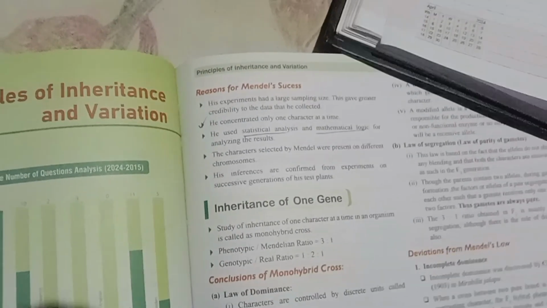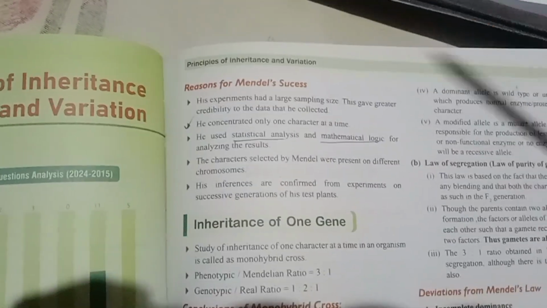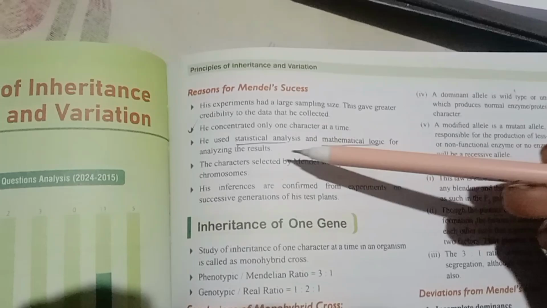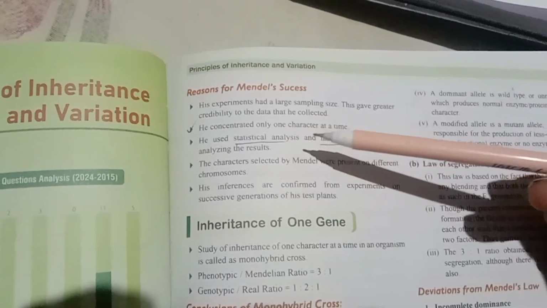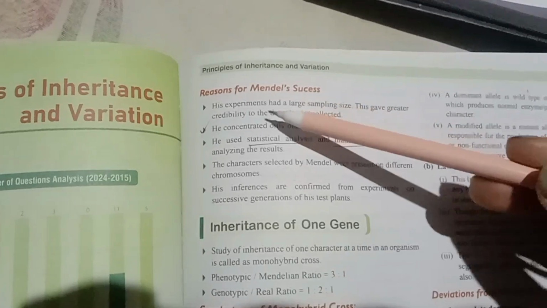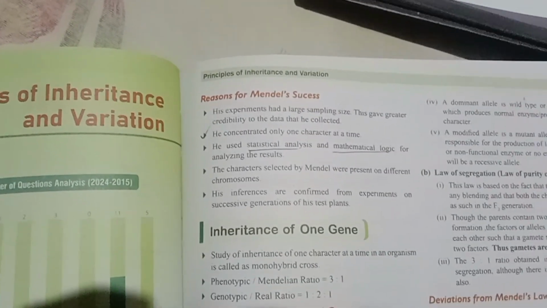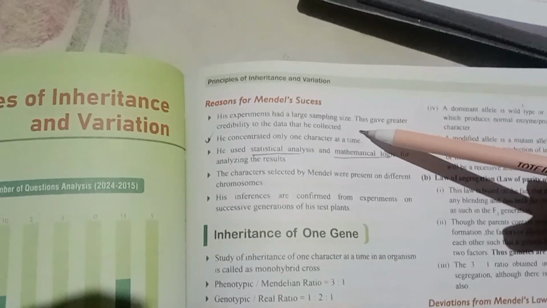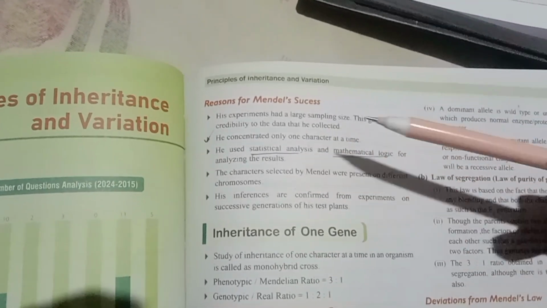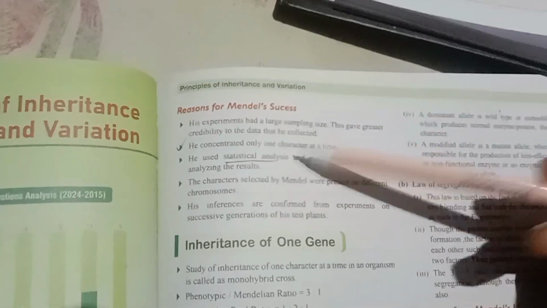And now let's come to reasons for Mendel's success. Mendel, firstly, I told that he took one character at a time. He concentrated only on one character at a time. Secondly, his experiments had a large sampling size. This gave greater credibility to the data that he collected. He used statistical analysis and mathematical logic for analyzing the results.